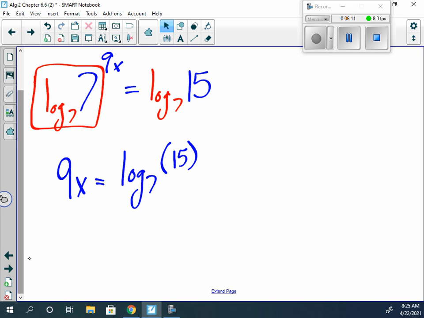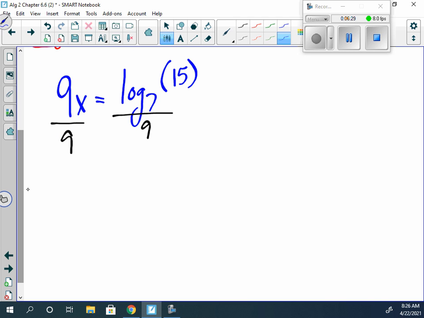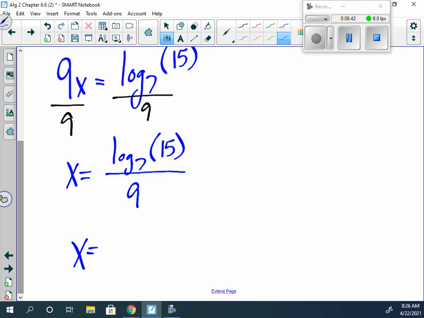So log base 7 of 15 is a non-repeating, non-terminating decimal, a really long decimal, yes? Well, is x by itself? What do I need to do to get x by itself? We need to divide both sides by 9. So for us here, x is equal to log base 7 of 15 divided by 9. So we have to take that log base 7 of 15 and divide it by 9.